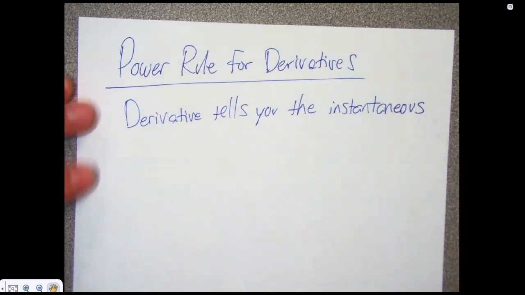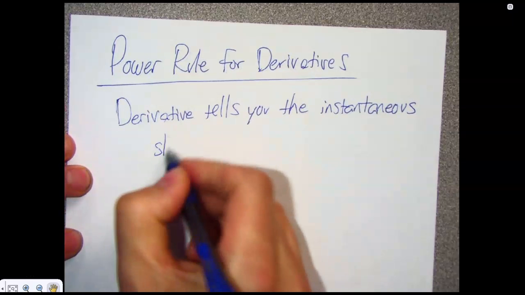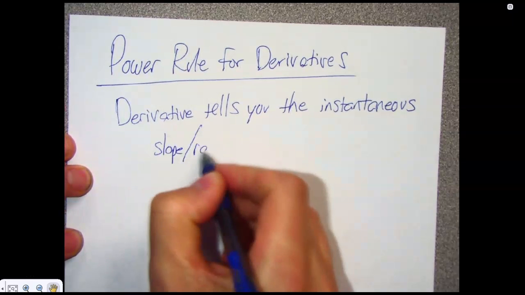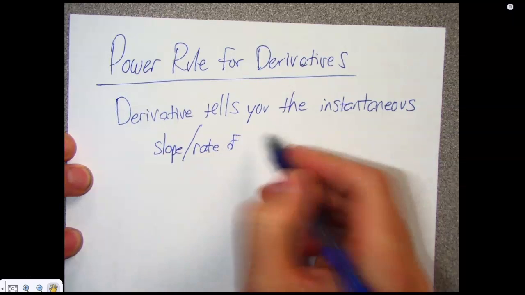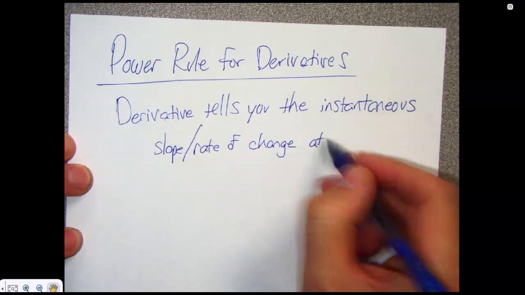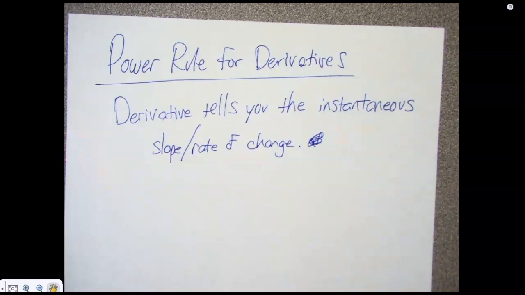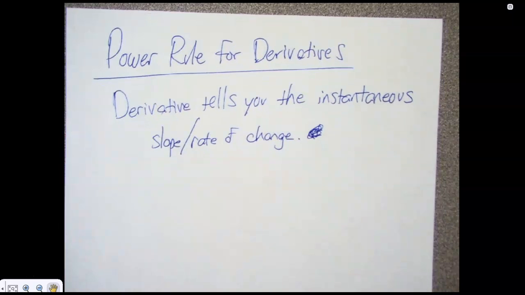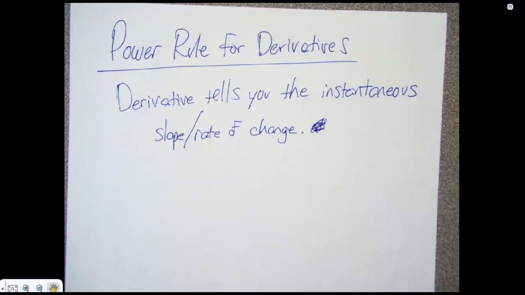The derivative tells you the instantaneous slope or rate of change. Let's just leave it at that. So I'm going to start doing some examples, and then we'll formalize it into rules that you can use.